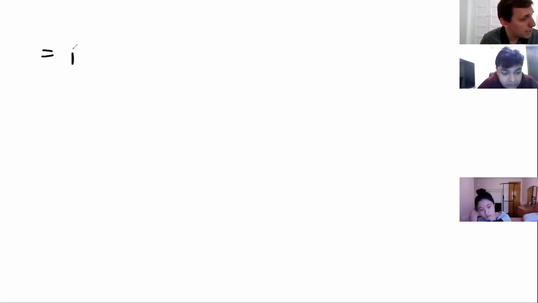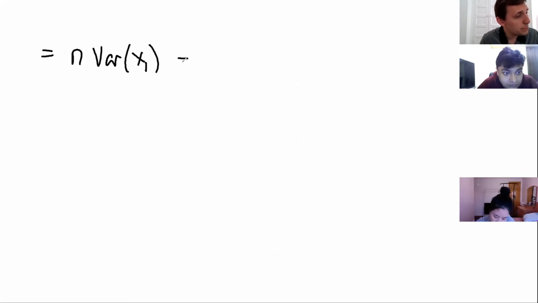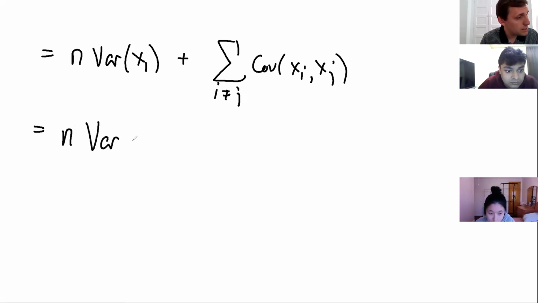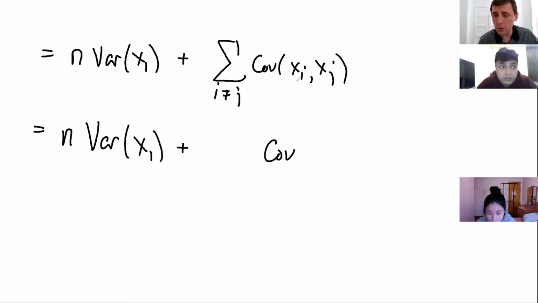So we see definitely that this is the same as n multiplied by the variance of x1 plus a summation where i is not equal to j of covariance xi, xj. Now I can still write it even further. I can write it as n variance x1 plus covariance, because comparing i with j is the same as comparing person 1 with person 2, for instance. Do you agree? Covariance x1, x2.